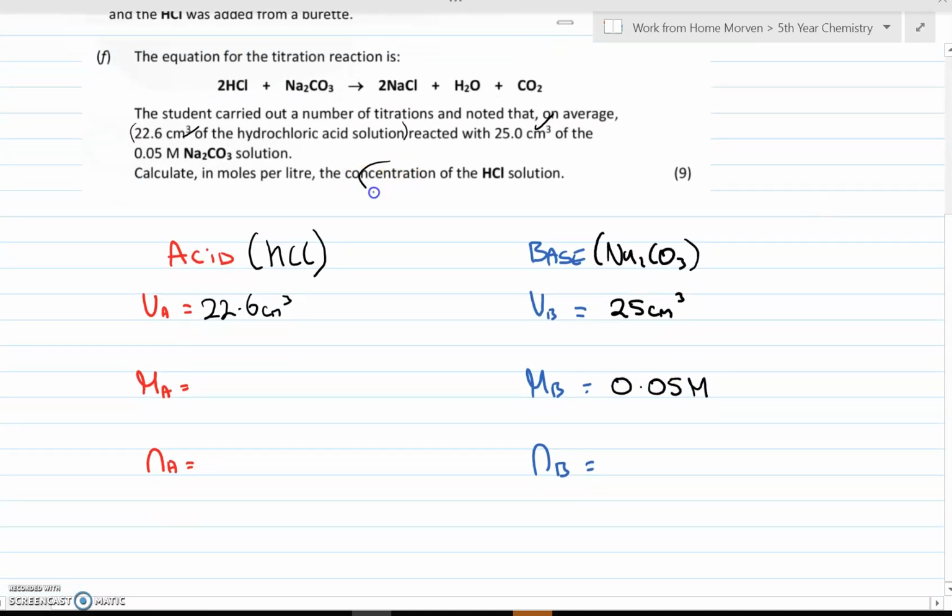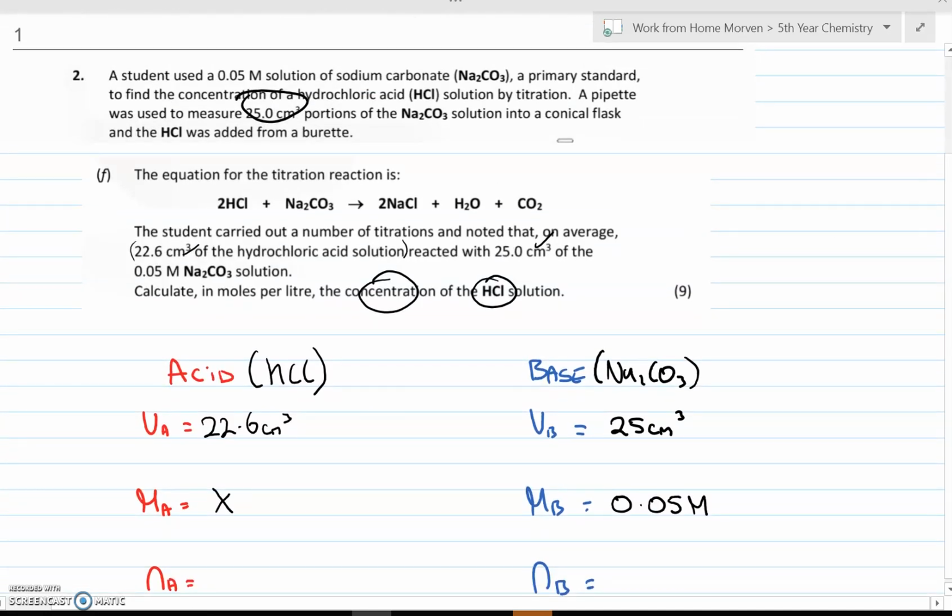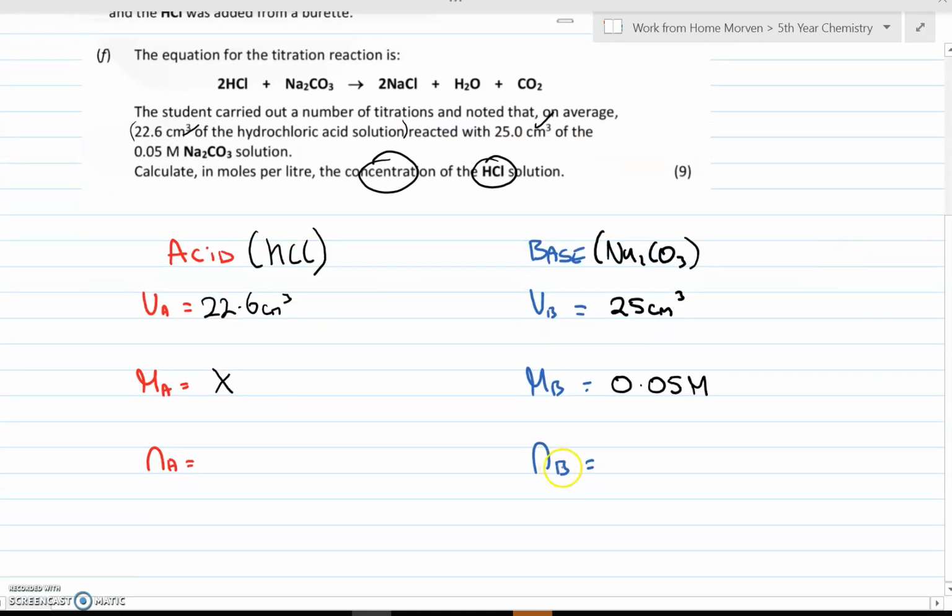And we're asked for the concentration of the hydrochloric acid, so that is going to be X. So we have the two volumes filled in, and our molarity, or the strength of the acid. We haven't a clue, that's what we're trying to find out. And we have the strength of our base given to us in the question. The only two things to fill in then are Na and Nb, the number of moles of the acid and the number of moles of the base.